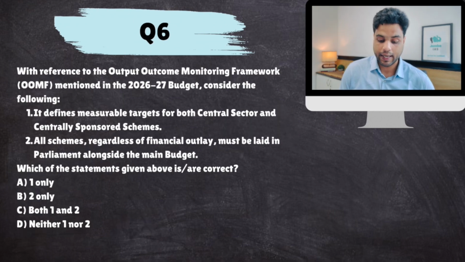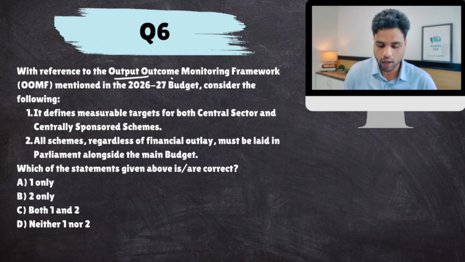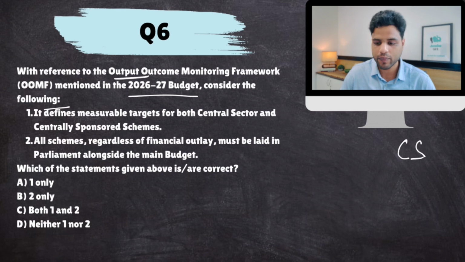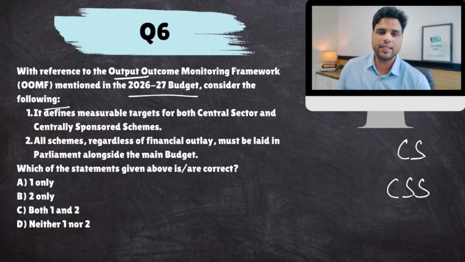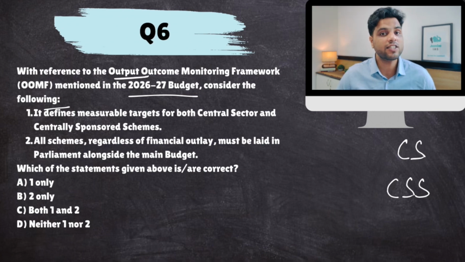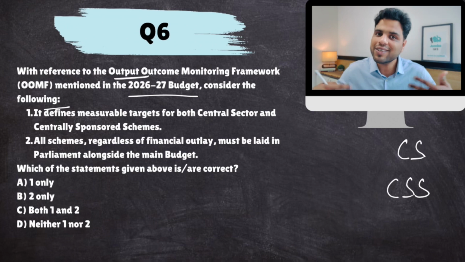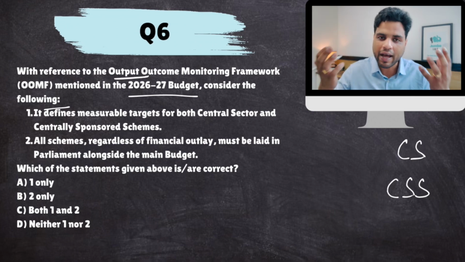Next. Yeah, this was announced in this year's budget. With reference to output outcome monitoring framework mentioned in 2026-27 budget, consider the following. Basically, government gave a framework on how to measure the results of various central sector schemes and centrally sponsored schemes. Look, government allocates a lot of budget on various schemes, but there is no accountability in these schemes. Okay, what happened to these schemes, or what were the results of this scheme? So government has spent 1,000 crores on Swachh Bharat Abhiyan. What were the results of that? We should know this. We have the right to know this.